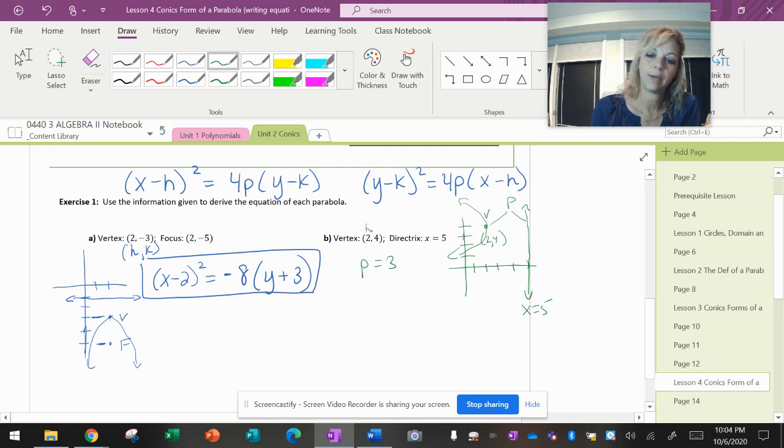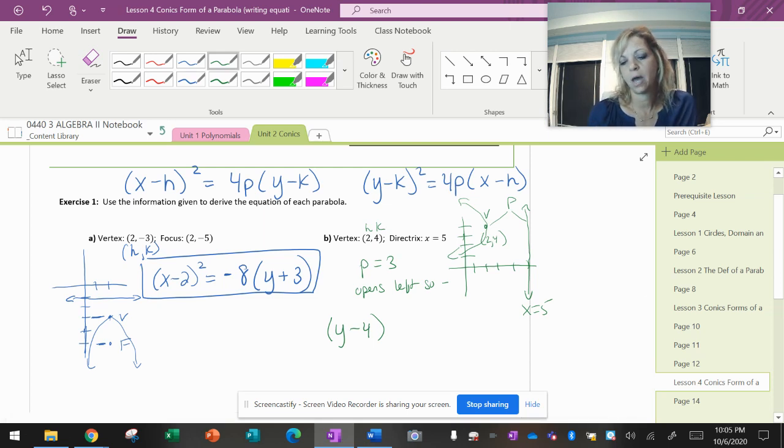I already have my h and my k, and I know it opens left, so it will be a negative. Okay, just plug it in now. Remember, be careful here. Y minus 4, not y minus 2. The 4 goes with the y. The 2 goes with the x.